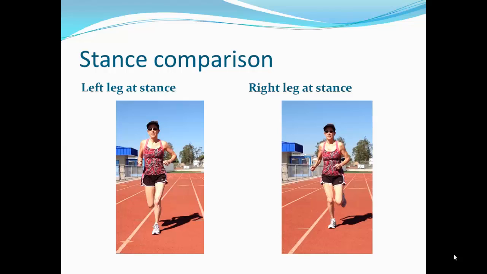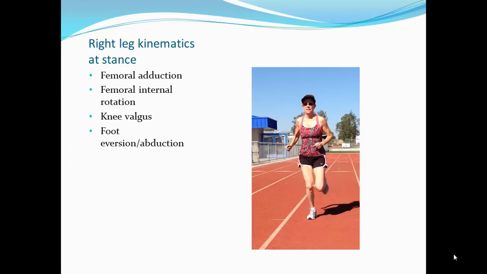If we look at the foot, it is in neutral position, and it's allowing for proper distribution of the ground reaction forces to the more proximal joints of the lower extremity and throughout the entire kinetic chain. That stride on the left leg there at stance is looking pretty good. So the right leg, we have some issues there. So let's take a closer look at the kinematics at the right leg at stance.